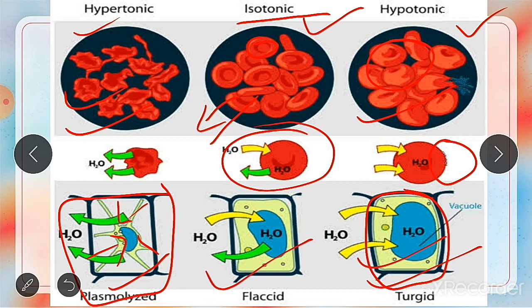In all three solutions the cells have different behaviors. In a hypotonic solution the animal cells get hemolyzed, they break down, while the plant cells become turgid. In an isotonic solution there is no change in the cells. In a hypertonic solution the animal cells, or RBCs, get crenated or shrink, and the plant cells get plasmolysed.